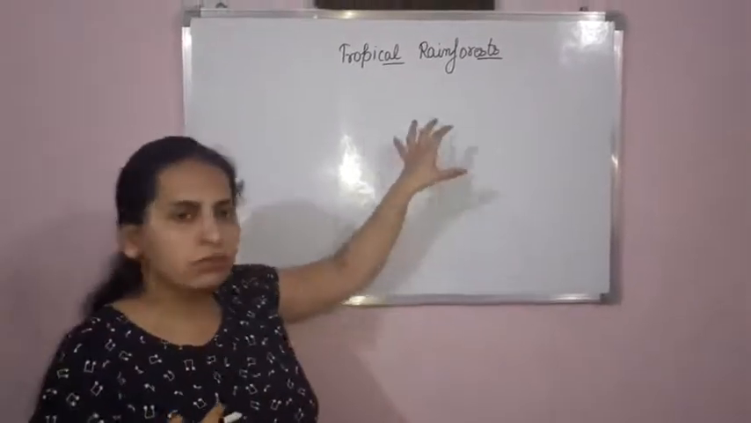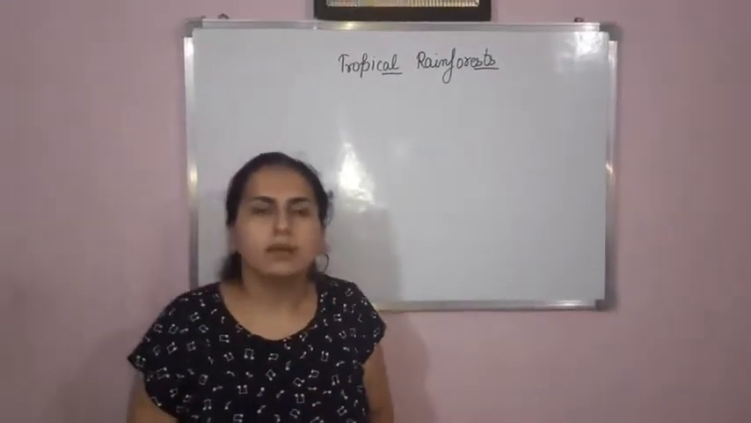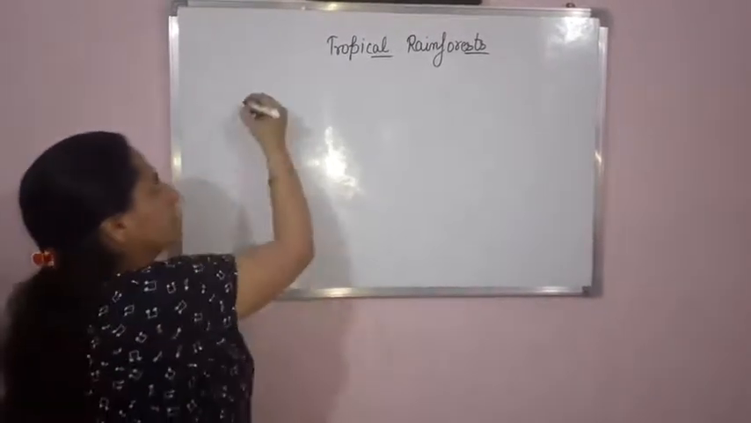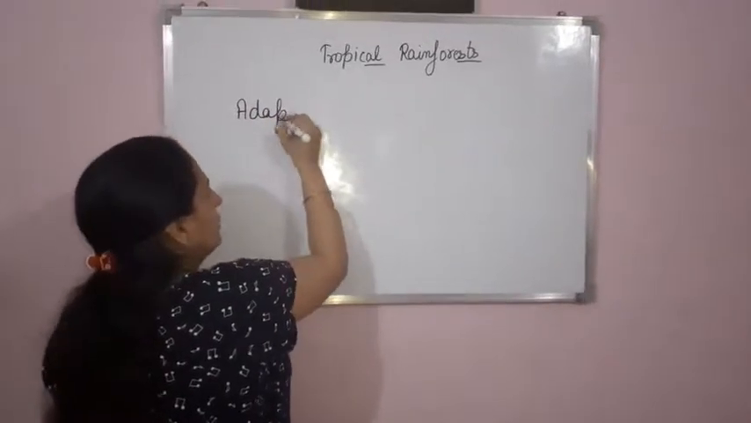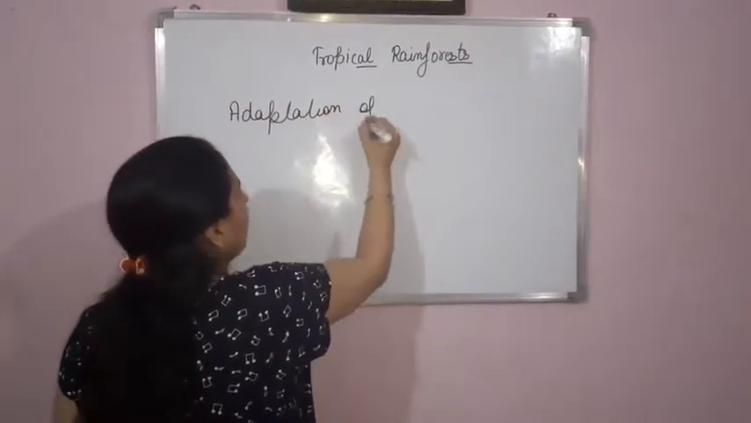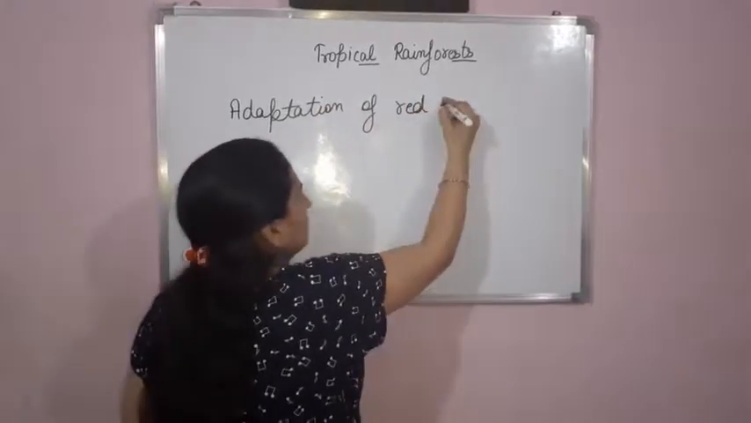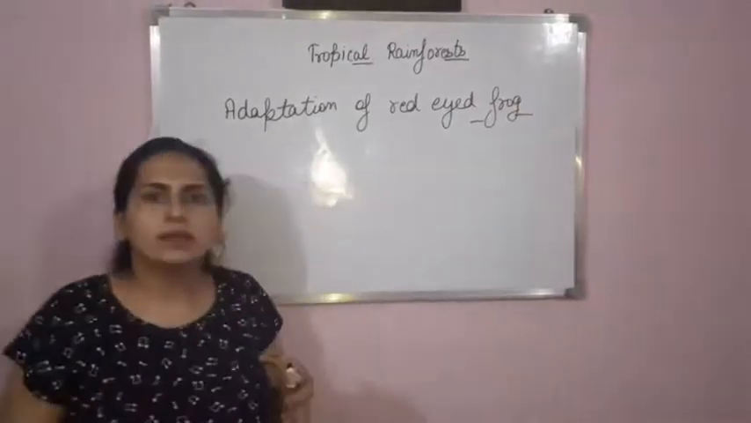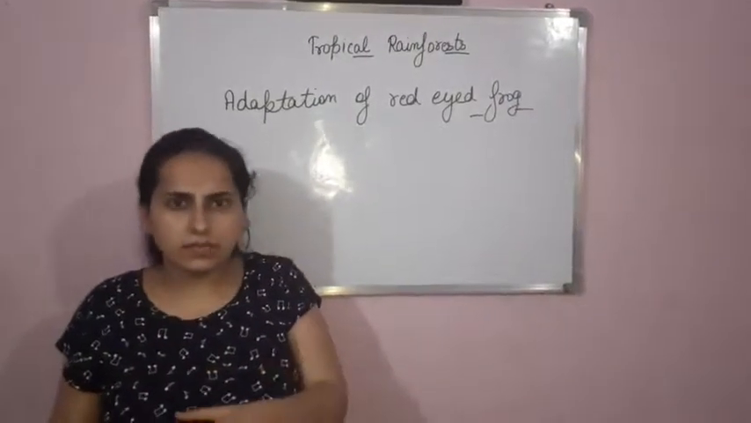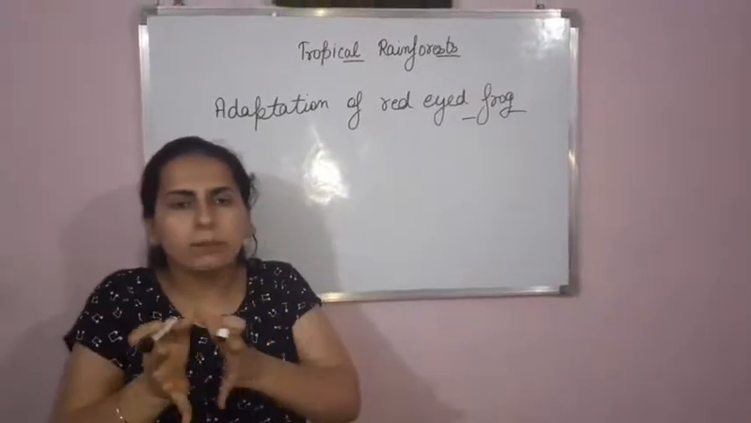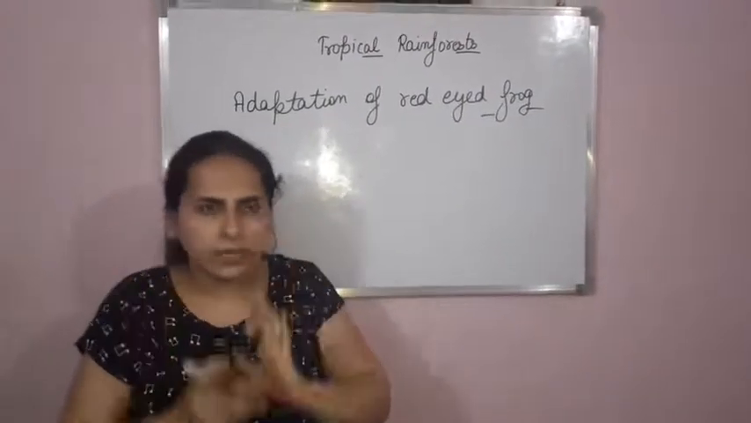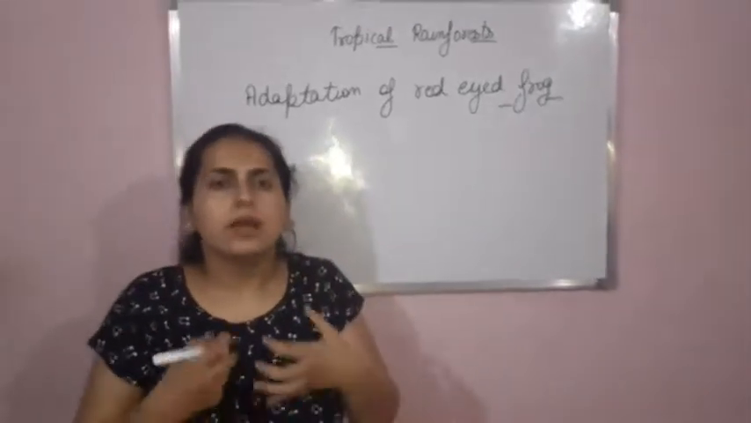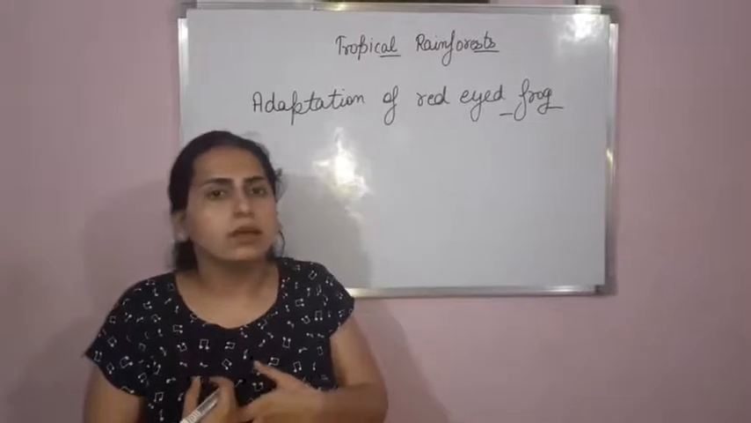So first of all, let us talk about the adaptation of red-eyed frog. As in the tropical rainforest, there is a competition for space. So now many animals are adapted to live on the trees.